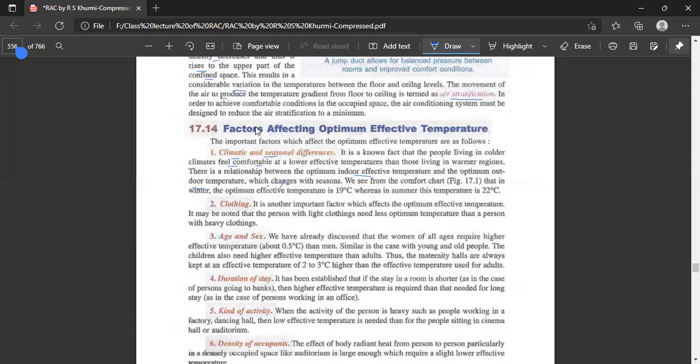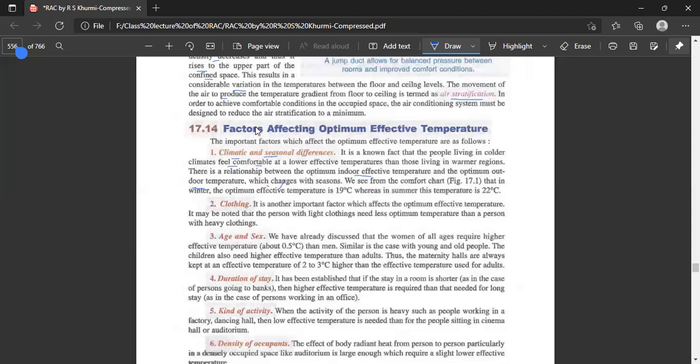The duration of stay. It has been established that if the stay in a room is shorter, then a higher effective temperature is required, and this is for a short stay, in the case of persons working in an office. So if your stay in the room is short, then a higher effective temperature is required. If you stay longer, then a comparatively lower effective temperature is required.